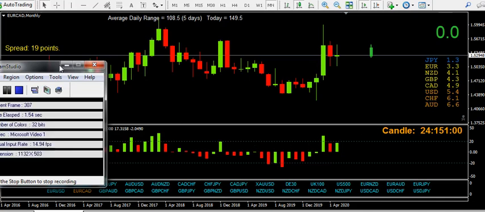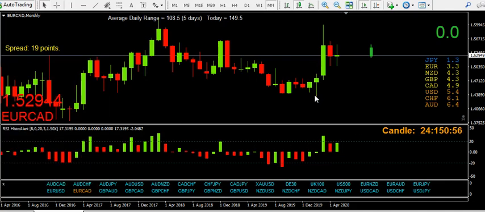Hello people, right, it's Friday evening, it's the last day of the trading month and the last day of the trading week, and as always in the evening I have a look for a potential reversal.